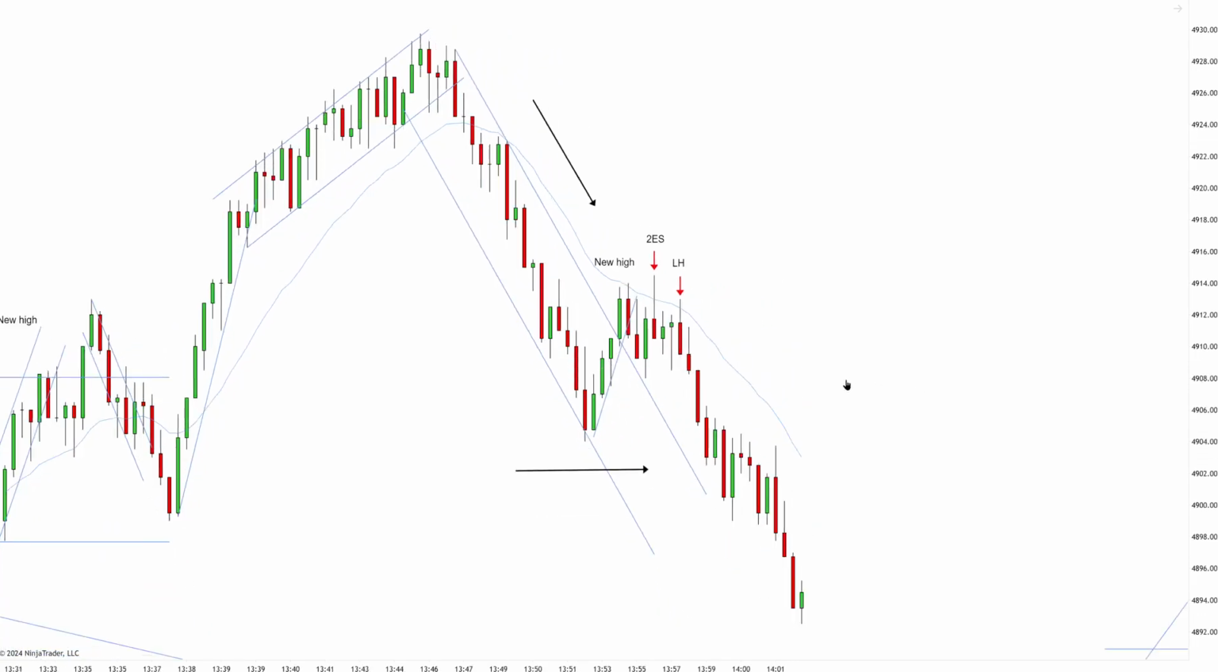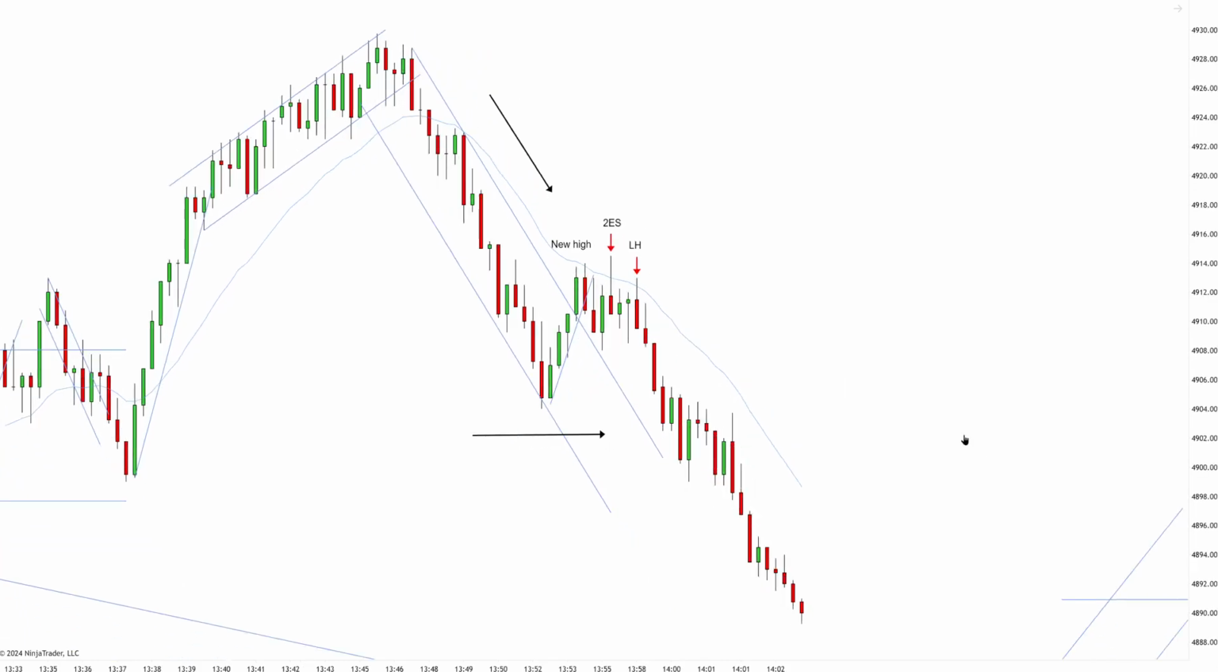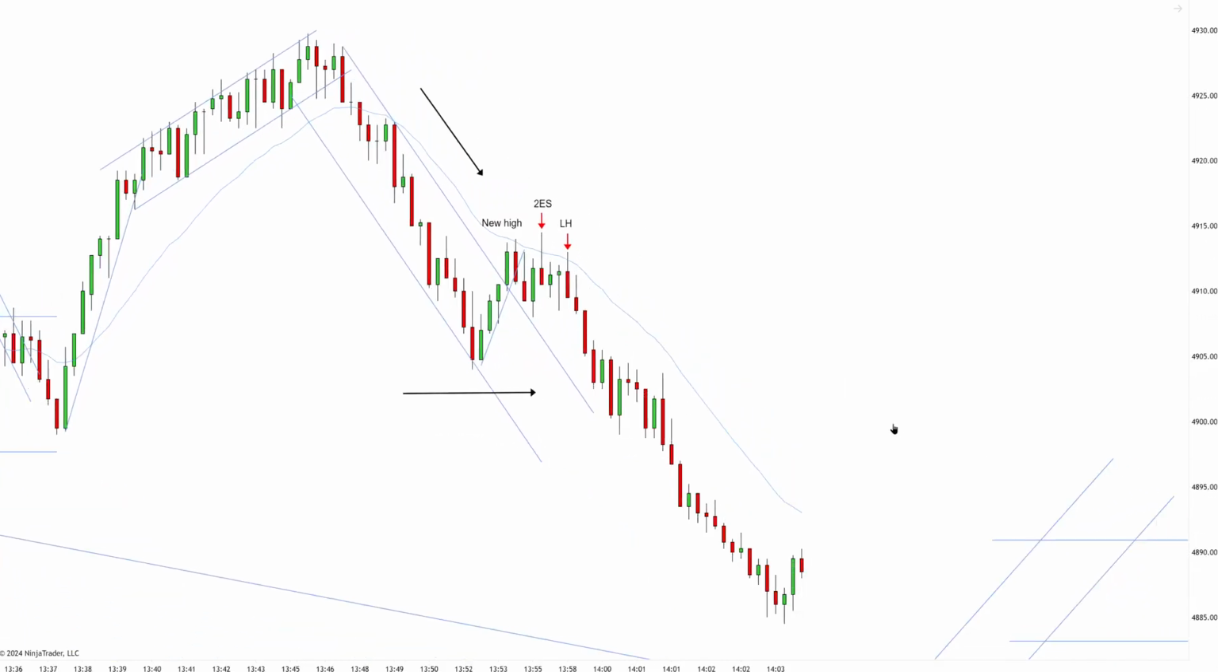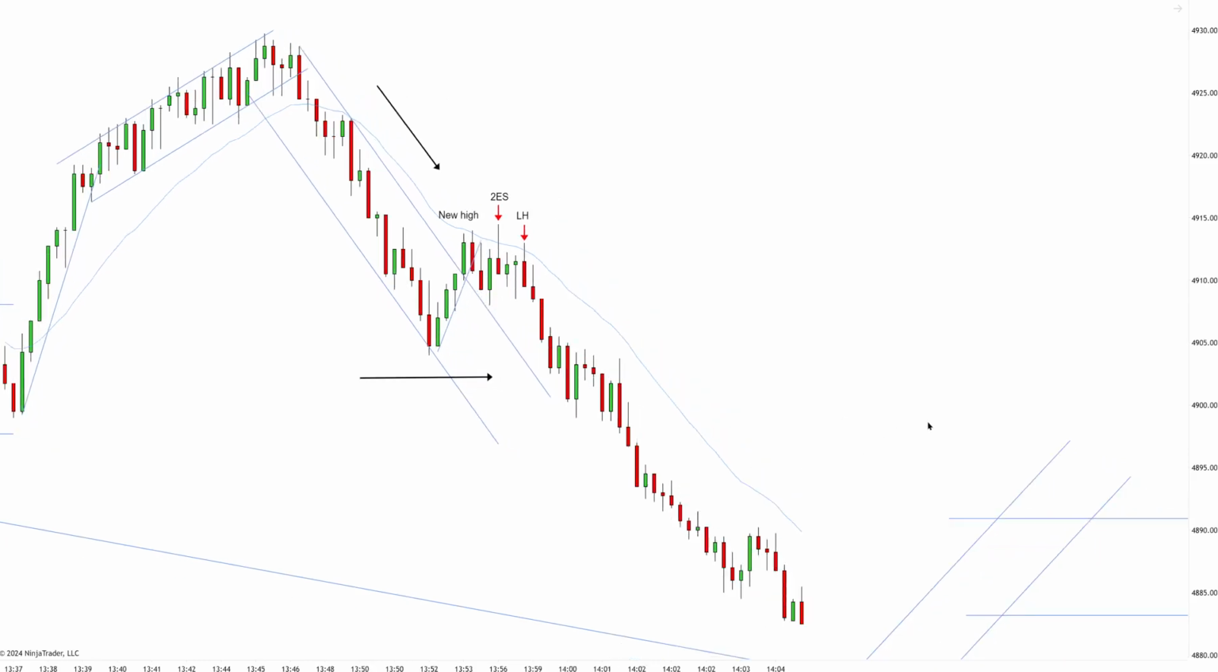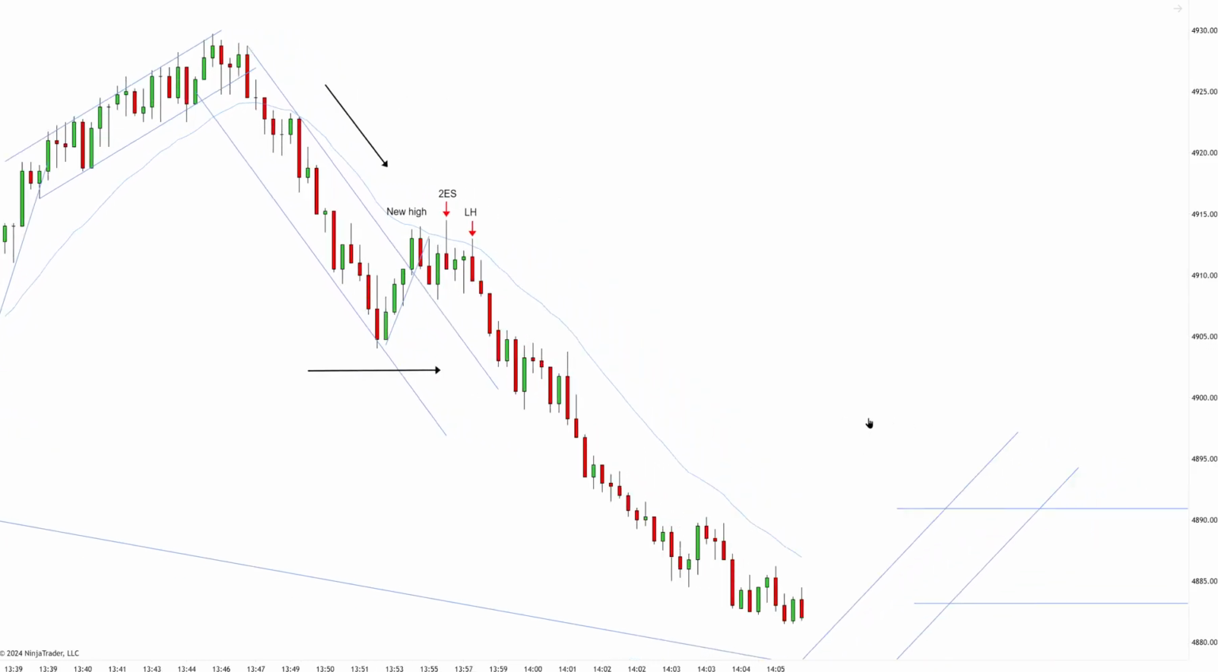And this was the trade of the day, both of them. And look what a gigantic runner. This would have been 20 points worth of a runner. Easy trail too. So this is absolutely textbook setup.